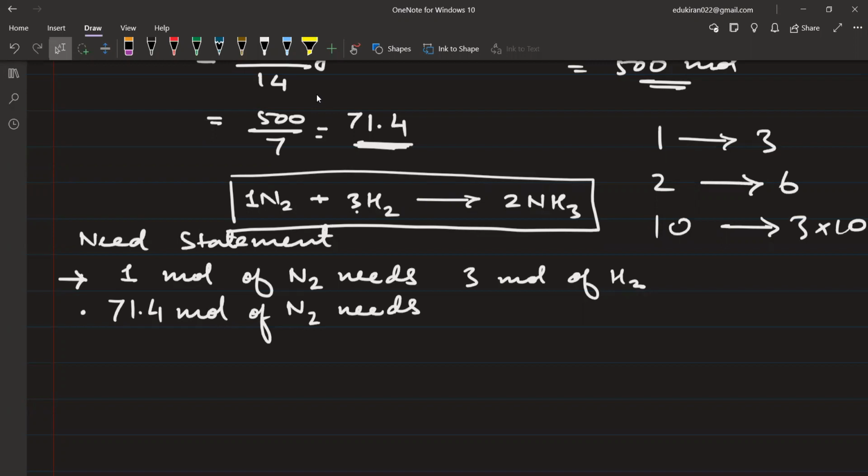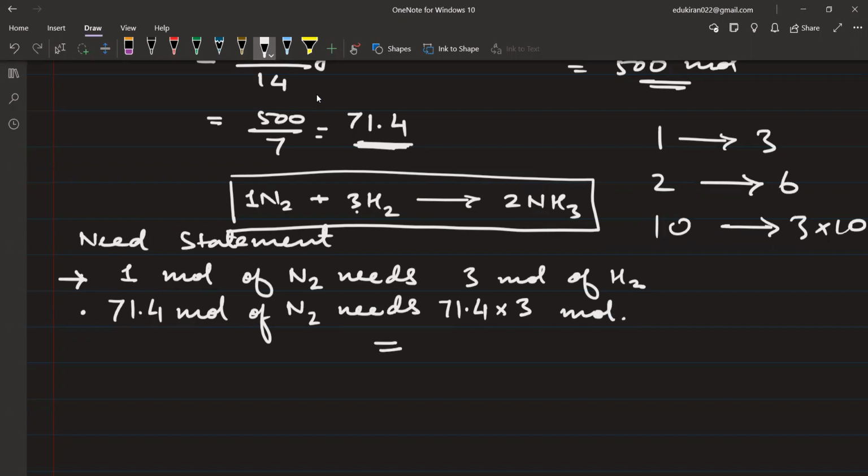Why are we writing this? Because we need to know for 1 mole how much is required. 3 times is required. You tell your brain like this: for 1 mole of N2 we need 3 moles of H2. That means for 1 we need 3 times, for 2 we need 6, for 10 we need 30. 71.4 we need how much? 71.4 into 3.